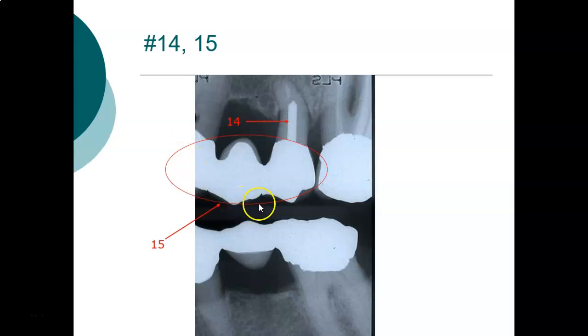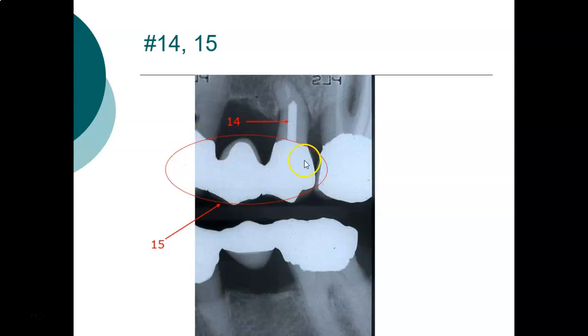Here we have a porcelain fused to metal bridge. These are the abutments, and this is the pontic in the middle. The pontic is the part that sort of is over the area where there's no tooth. And then the abutments are on either side. And then here you see a post. So this is, they had a root canal, and there's a post, and it helps with the buildup of the tooth so that there's something more to grip.